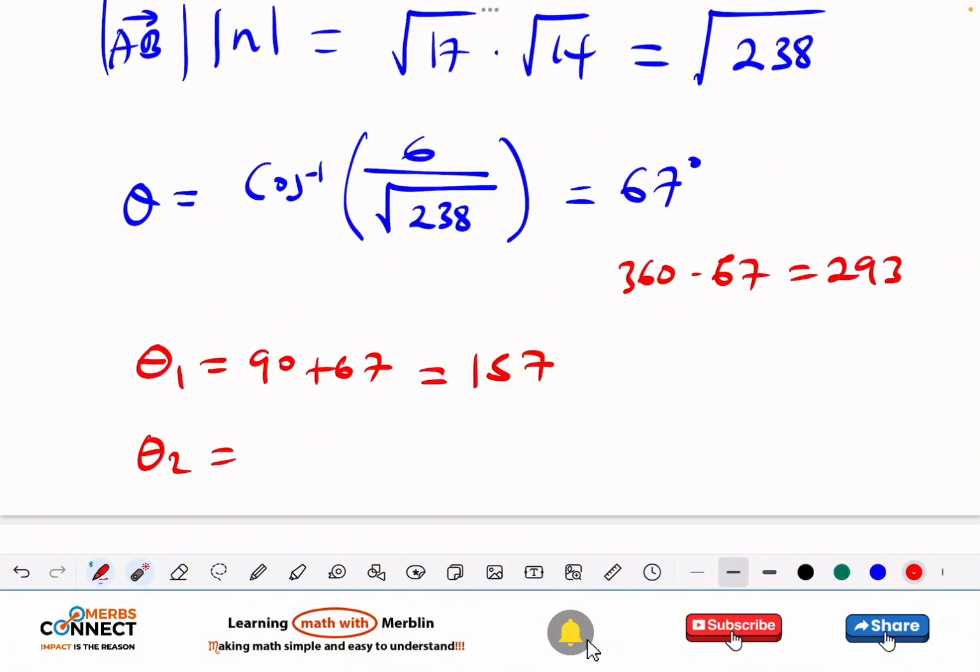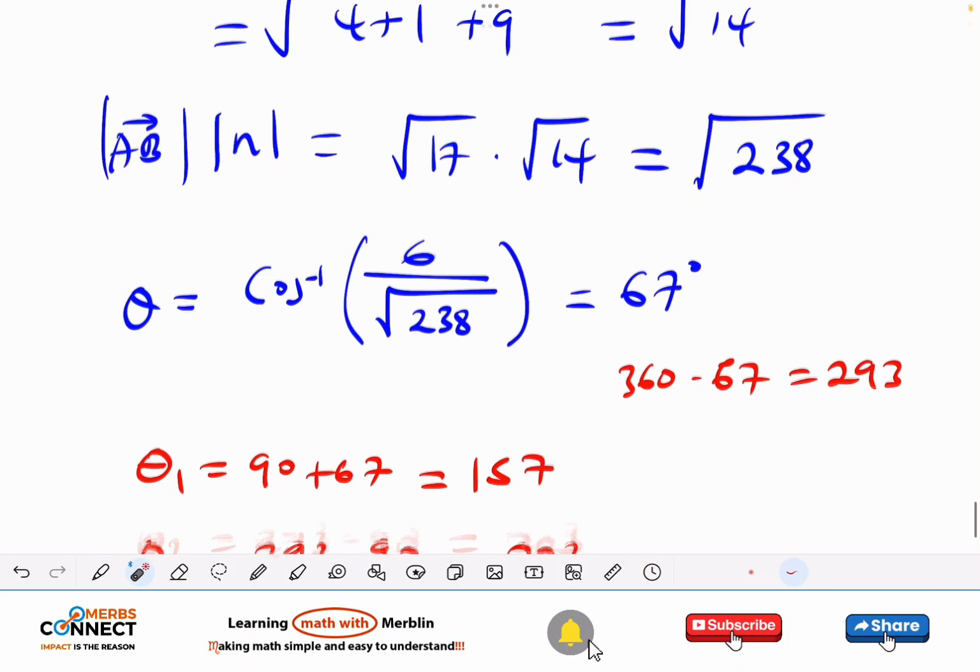Theta 2, now this one here is greater than 90, so we are going to subtract 90 from this. So let me put it again. If it is less than 90, you add it, but if the angle is greater than 90, you subtract 90 from it. So this is going to be 293 minus 90, and this is going to give us 203. So let's go and check which one is there.